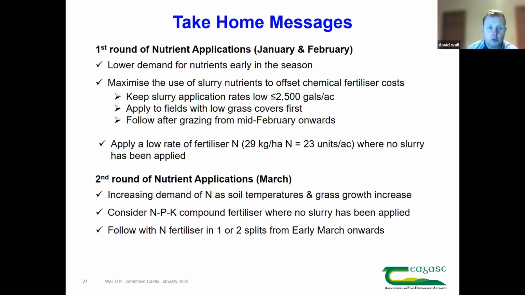And for the rest, follow then with straight nitrogen, be it CAN or urea, whichever you can get your hands on. Hopefully there'll be some urea available out there, or protected urea even, in one or two splits in early March onwards. So with that, I'm happy to take any questions that come in.